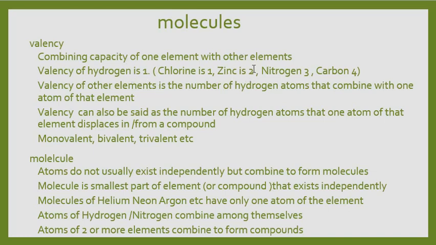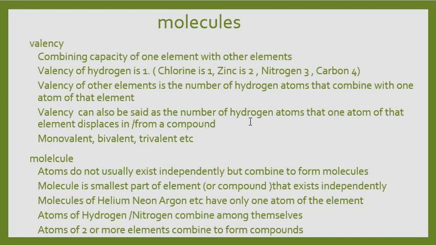So when you say zinc 2, that means the number of hydrogen atoms that combine with one atom of that element, zinc. When you say carbon 4, that means 4 hydrogens combine with one carbon, CH4; it will form at minimum. It cannot be something different. That is what it says. The valency of other elements is the number of hydrogen atoms that combine with one atom of that element, right?